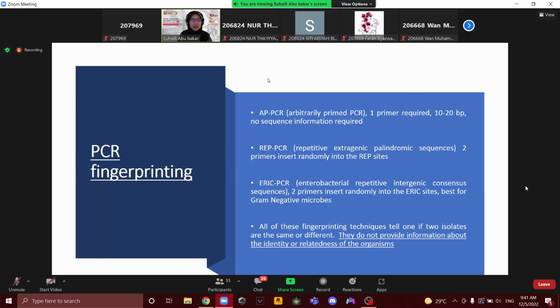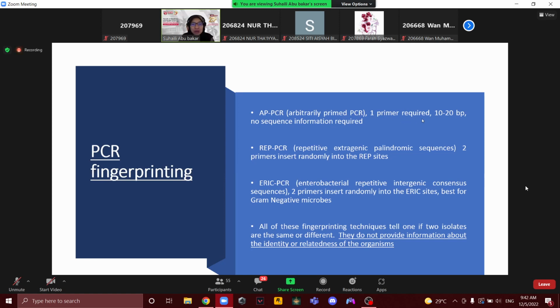Sometimes the type of PCR is based on the name, and the name comes from the purpose. For example, PCR for DNA fingerprinting. Fingerprinting means we want to know the profile of your DNA. So it falls under PCR fingerprinting. It can be this list of types of PCR, and this list of types of PCR, just for your knowledge. And AP-PCR, arbitrarily primed PCR.